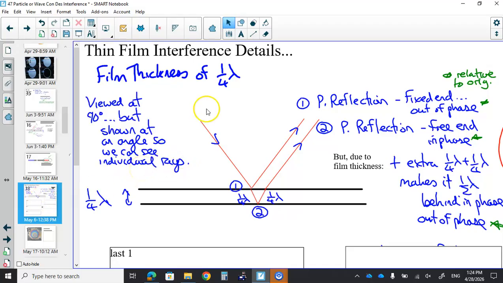Some more thin film interference details here, again viewing at 90 degrees. If we had a quarter wavelength thickness, then we'd have the in phase and out of phase from the reflections like before, but then this would add an extra half of a phase shift. Remember, when we're looking at phase shifts, let me draw a little wave here for us, and then one just like it, which I'll do by cloning.